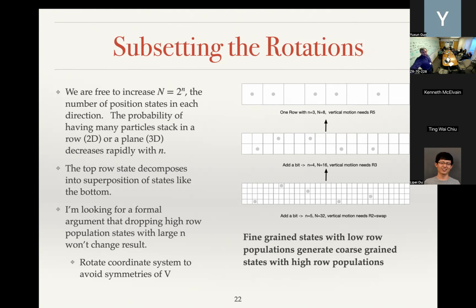So, really, this state at the top is a sum of states like this one on the bottom. And one member of that sum with some weight is going to be something that has all of them lined up maybe. So if I drop that one, does it hurt me? I don't think it does.